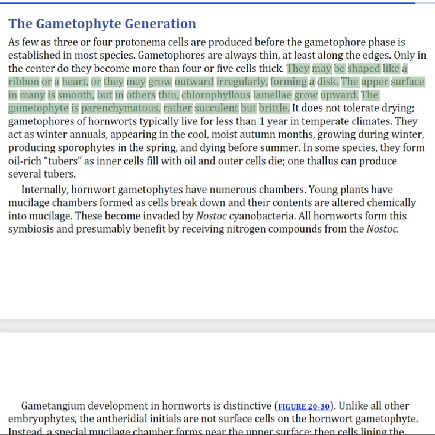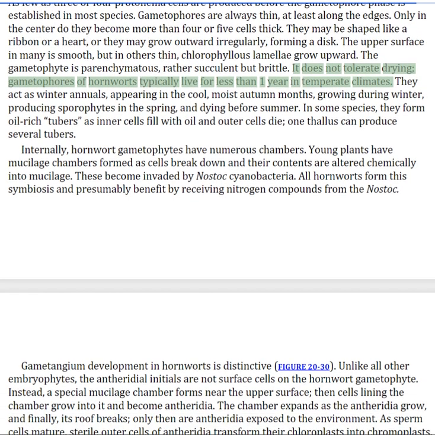The upper surface in many is smooth, but in others thin, chlorophyllous lamellae grow upward. The gametophyte is parenchymatous, rather succulent but brittle. It does not tolerate drying. Gametophores of hornworts typically live for less than 1 year in temperate climates.